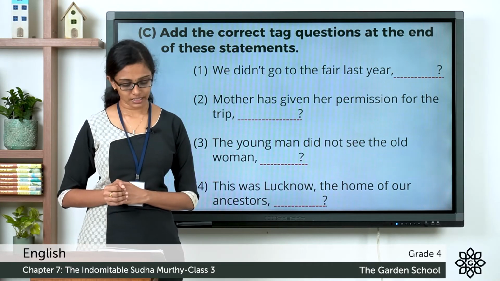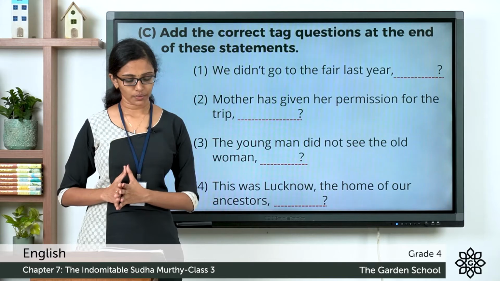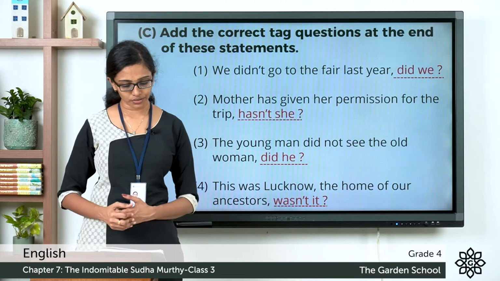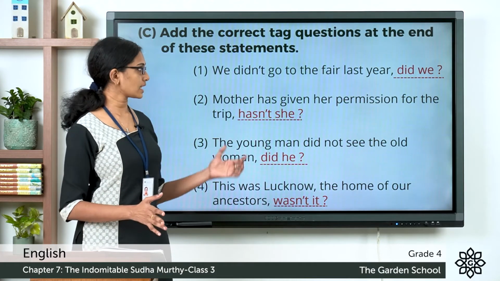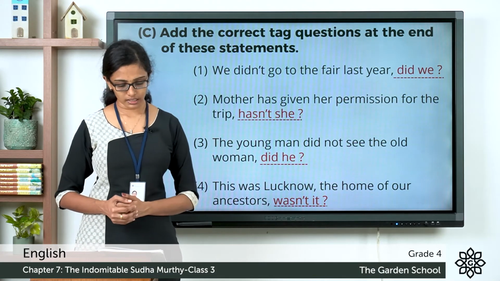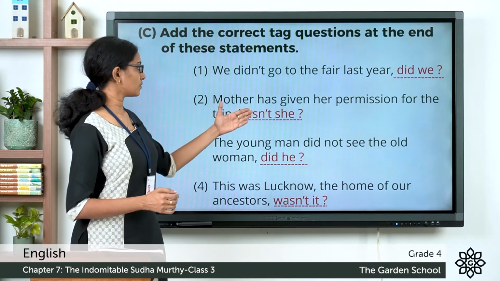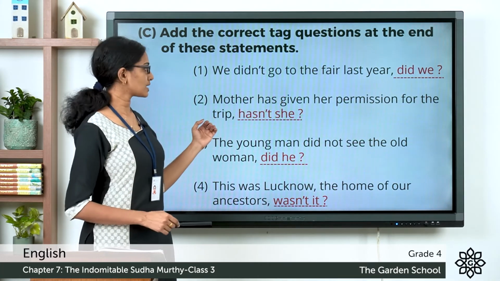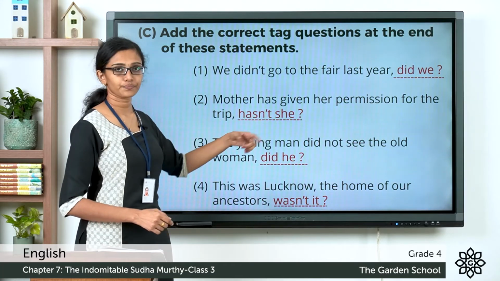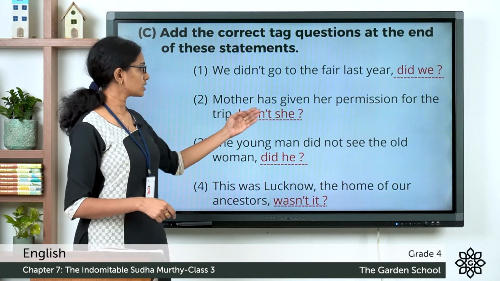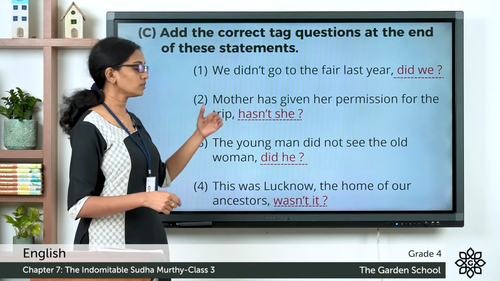Hope you are done with that activity. Now let me read out each question one by one. The first question we have already discussed. We didn't go to the fair last year. This question tag is did we. The next one, mother has given her permission for the trip. Has given. So the question tag should be hasn't she. Instead of saying hasn't mother, you can use the pronoun she to refer to mother.